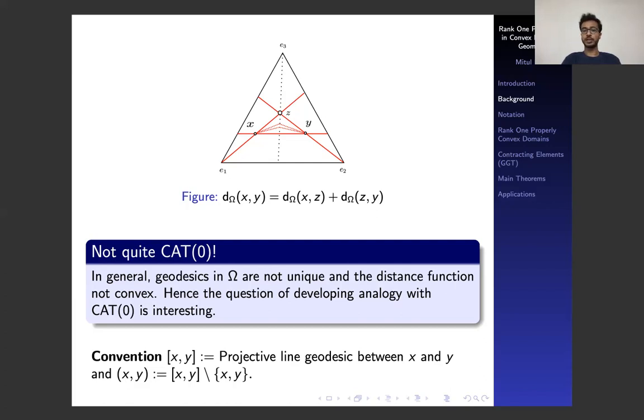Thus, the question of developing an analogy between the geometry of omega and the geometry of CAT(0) spaces is indeed non-trivial and interesting. Because these spaces do not have unique geodesics, we will set apart a class of geodesics that we will be referring to quite frequently during the talk. So we set up this convention that whenever we see closed bracket xy, we mean the projective line geodesic that goes between x and y. And whenever we see open bracket xy, we mean the projective line geodesic between x and y minus its endpoints.